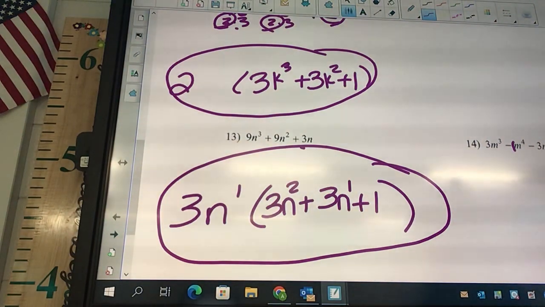Okay, you guys got 7 of them to do. Get them done and then put them in the box back there.